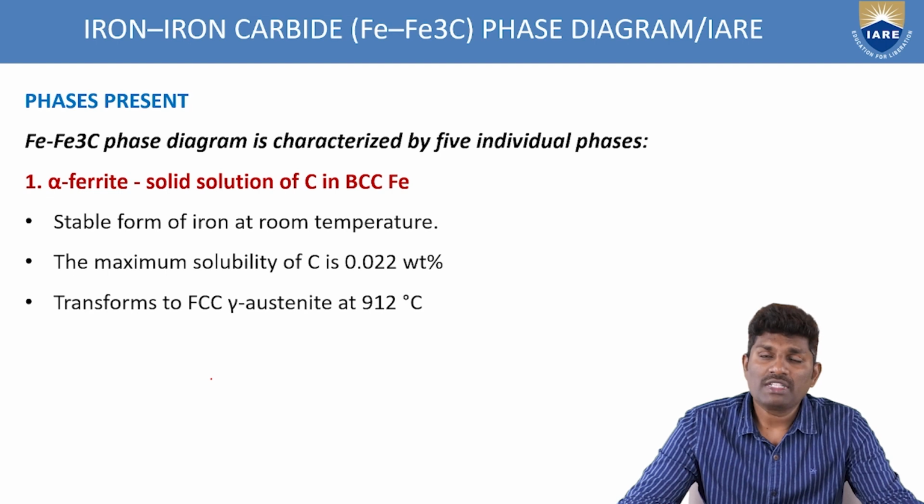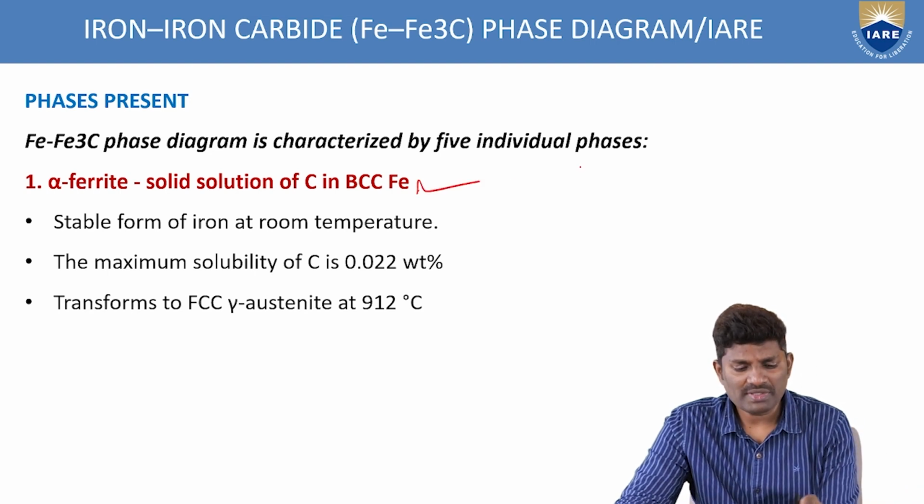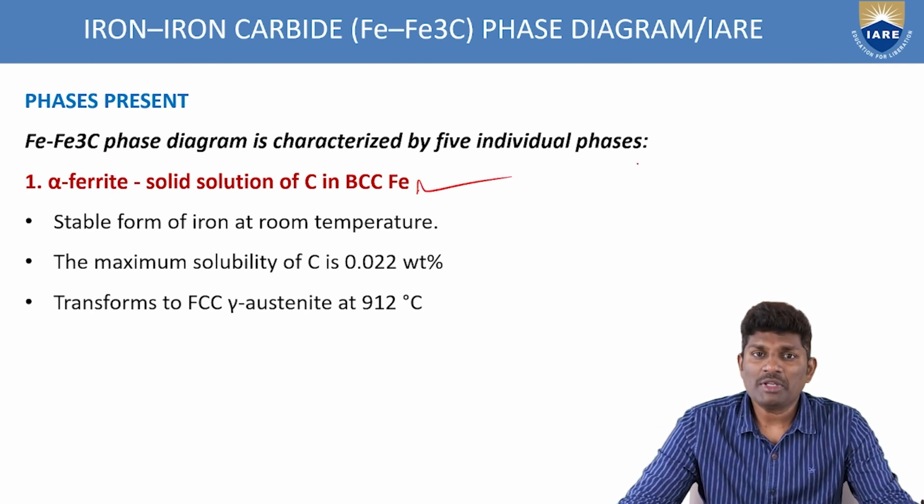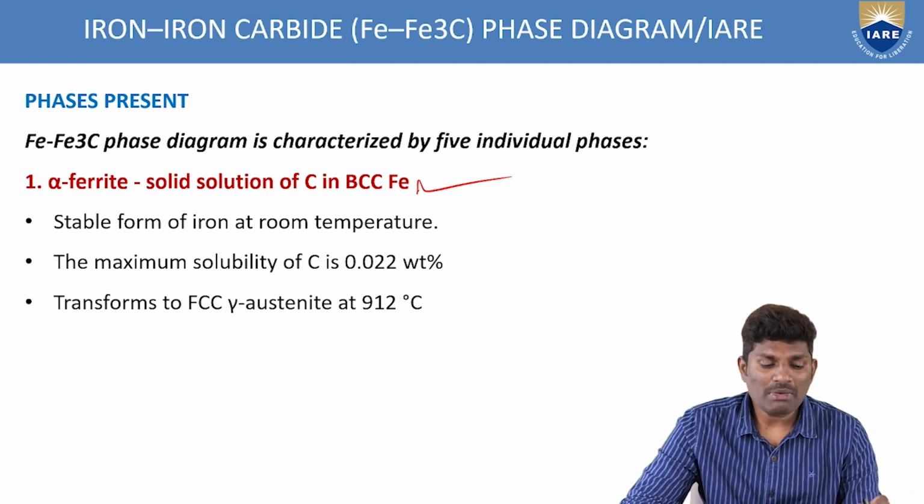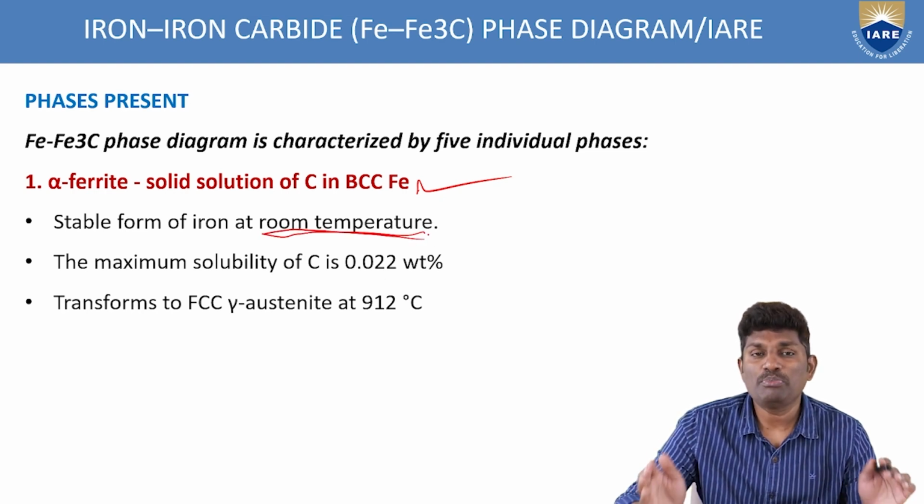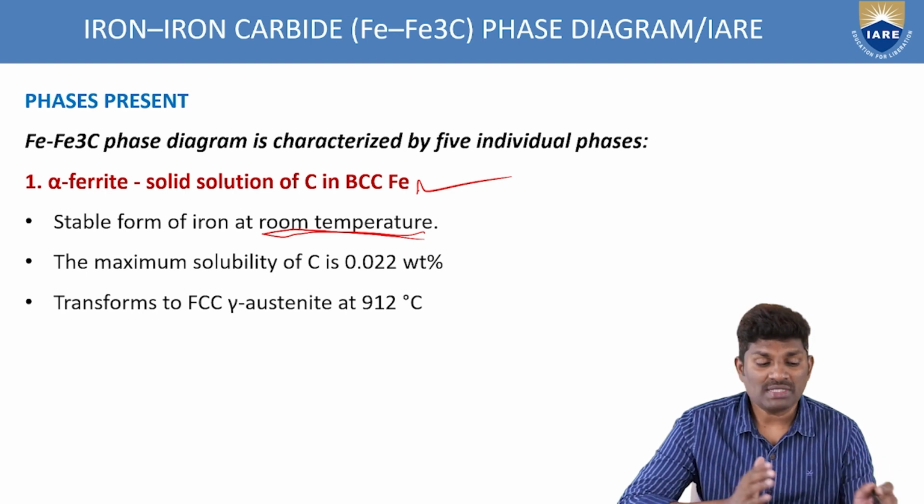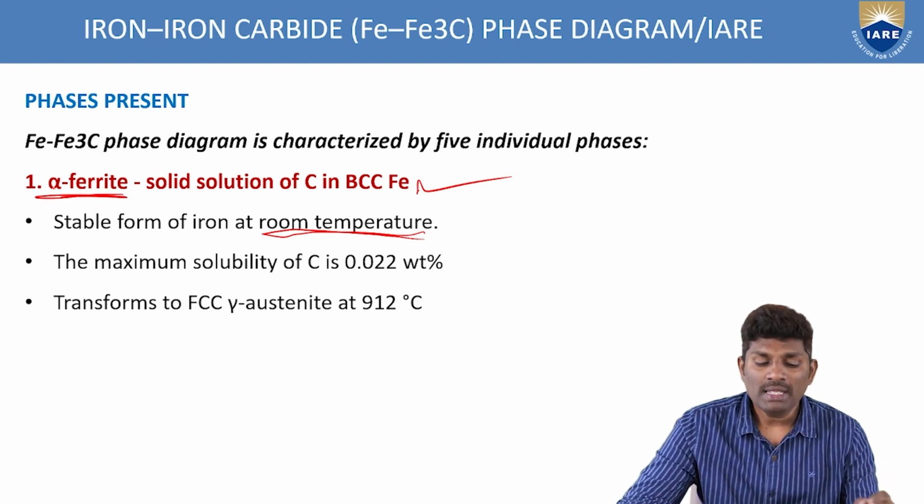The first one we are seeing is alpha ferrite, which is a solid solution with a BCC structure. We have seen that at initial temperatures, that is room temperature, we have the BCC type of crystal structure, called alpha ferrite. This is the stable form of iron at room temperature, which is very, very important. So at what temperature? At room temperature, pure iron is stable, and it has alpha ferrite with a BCC type of crystal structure. So that is the first point.